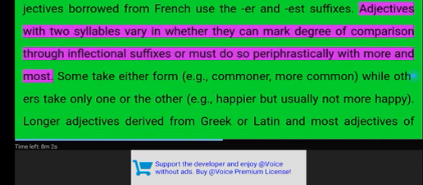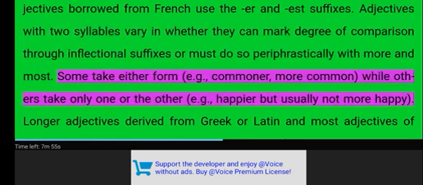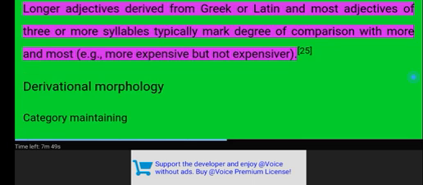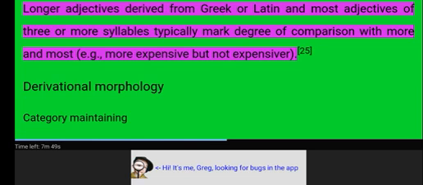Adjectives with 2 syllables vary in whether they can mark degree of comparison through inflectional suffixes or must do so paraphrastically with more and most. Some take either form, e.g., commoner, more common, while others take only one or the other, e.g., happier but usually not more happy. Longer adjectives derive from Greek or Latin, and most adjectives of 3 or more syllables typically mark degree of comparison with more and most, e.g., more expensive but not expensiver.